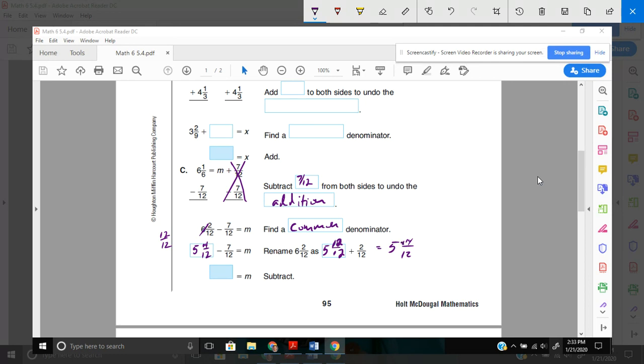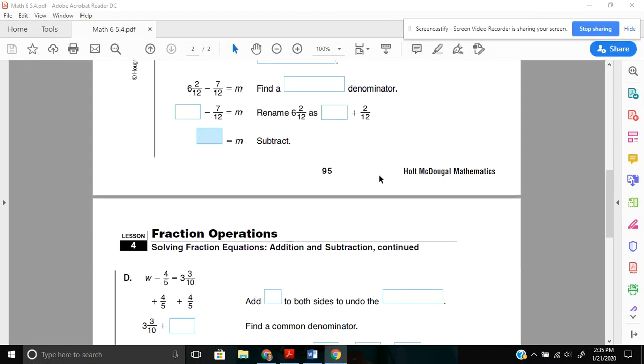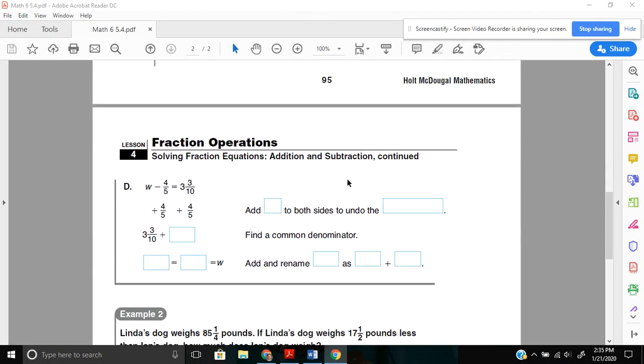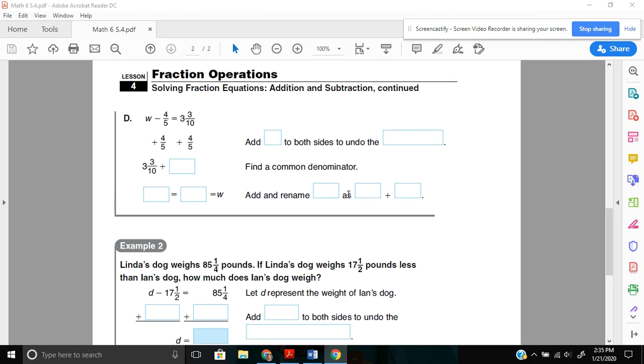And lastly, then you just have to subtract. So 14 minus 7 would give you 7/12. And then 5 minus, well, there aren't any wholes, so just 5. 5 and 7/12 would be your answer. All right, go ahead and flip to the back side, and we'll continue with letter D.